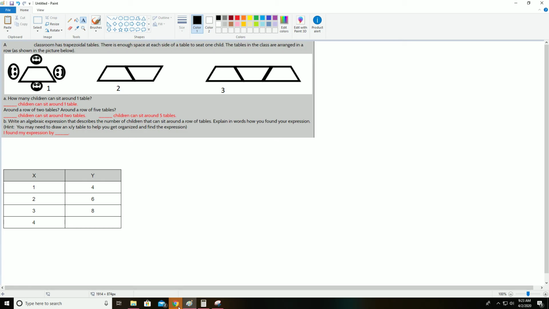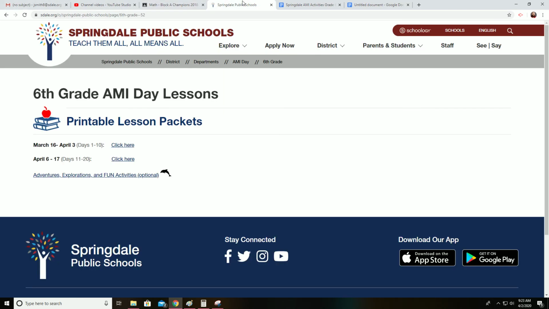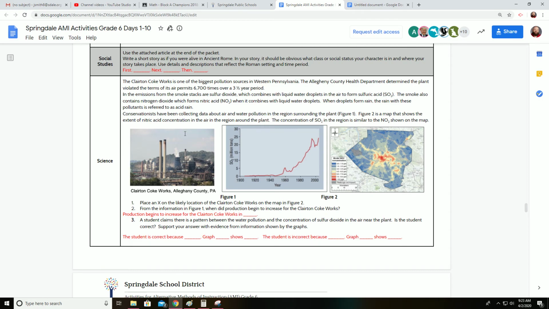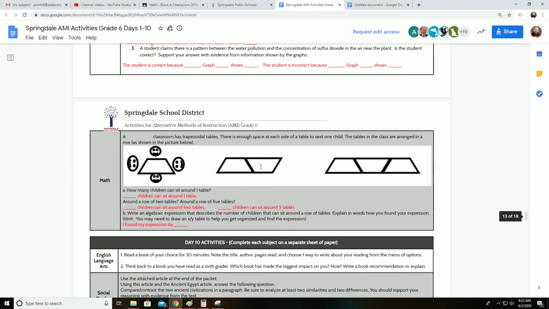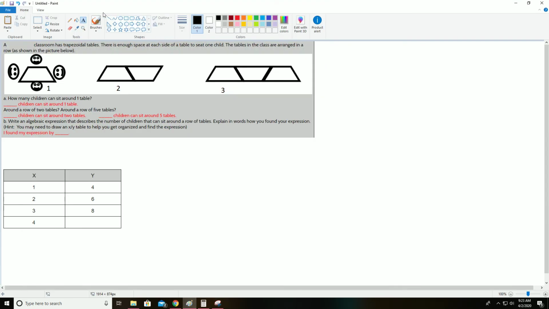This is what the packet looks like. It's going to be on the same day that you have this in your science, but this is day 9. Okay, let's get to it. There we go. All right, so let's read what it says for us for the whole day.